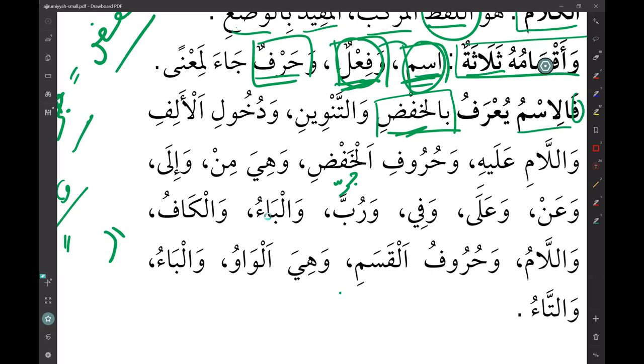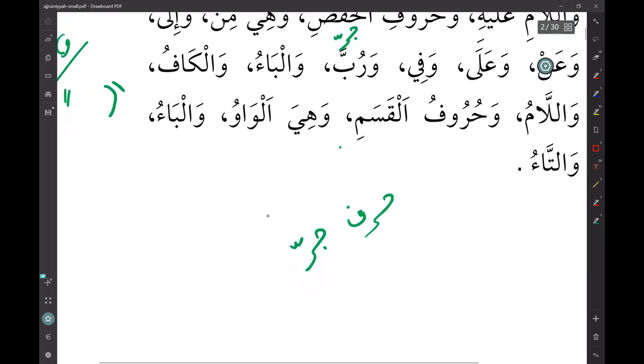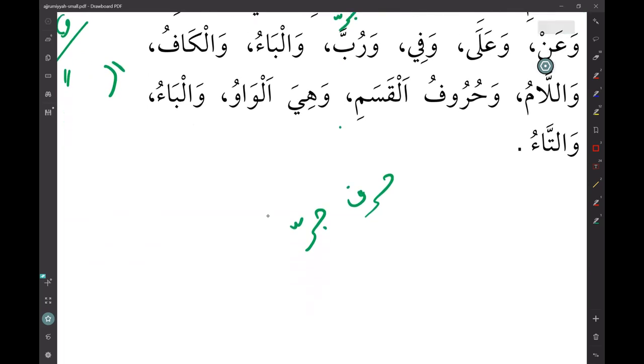That you guys should know. Harf is, yes, preposition. Harful jar is your preposition. So when I say harful jar, what am I saying? I'm saying preposition. This is how you translate it in English. So that means to, in, these are all harful jar.